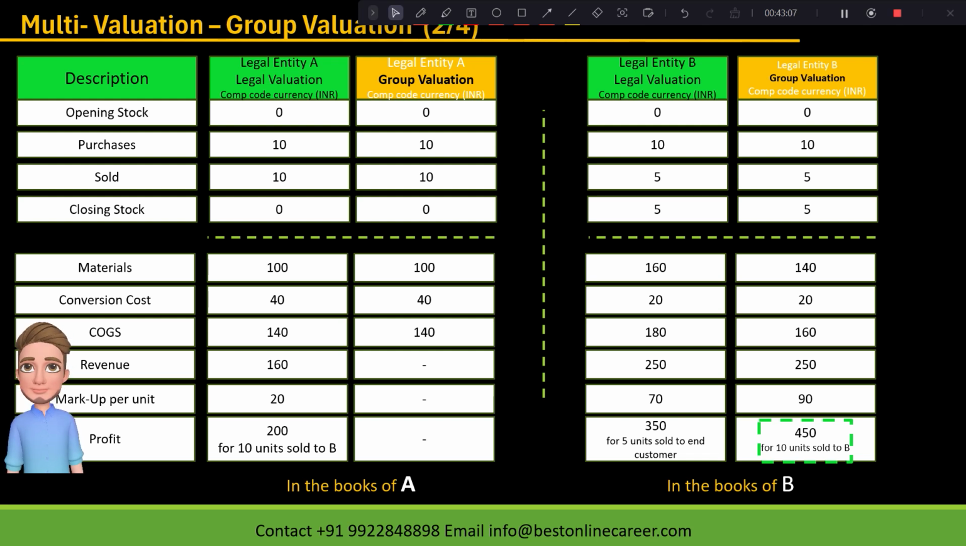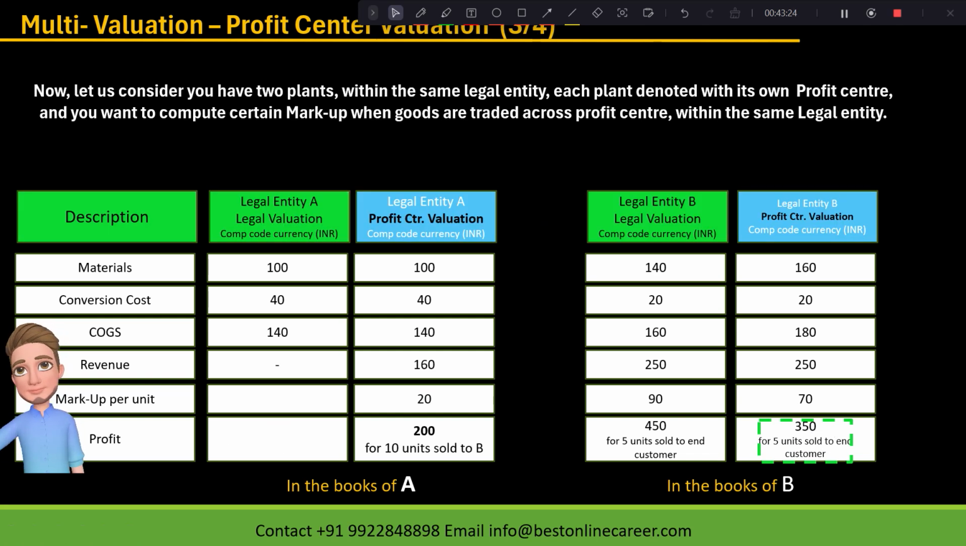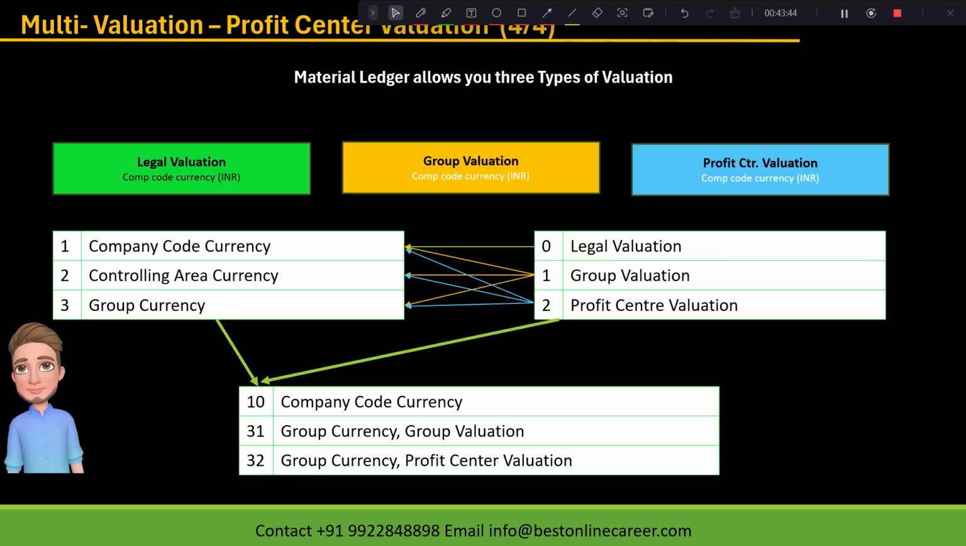Then we understood how the profit is determined in group valuation, and the unsold stock profit is by default eliminated. So when you do your MIS reporting at the group level, you make use of this 450 here. Then we understood a scenario about a notional profit between profit centers for goods exchanged between plants, and how that profit is not important for legal entity purposes, but in the books of the profit center it becomes important. Then we understood how the coding is done between both.